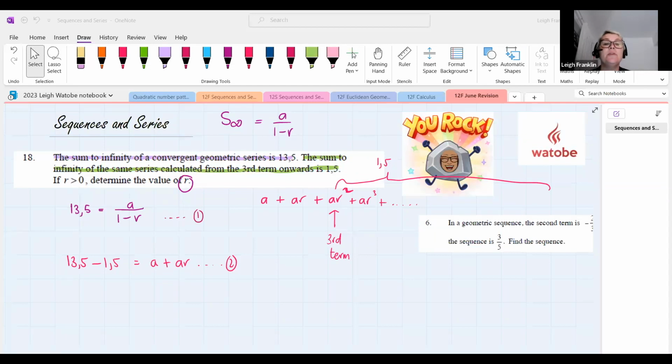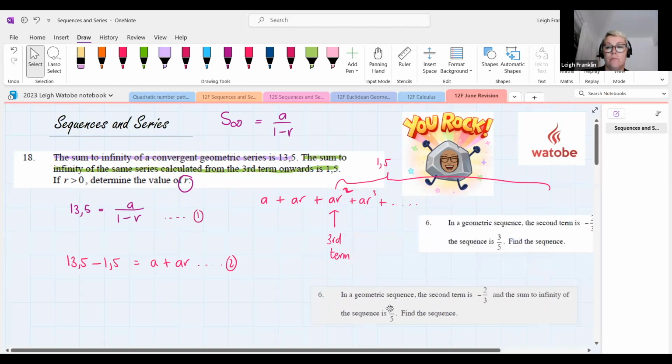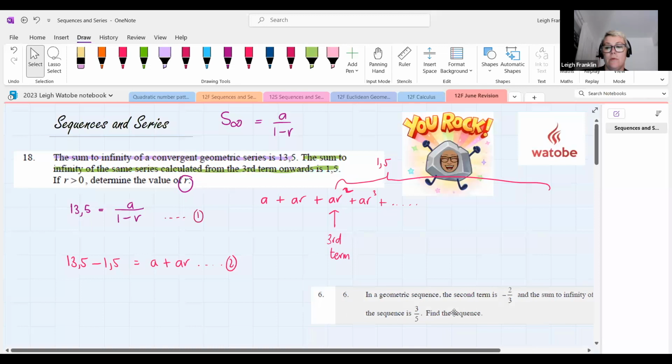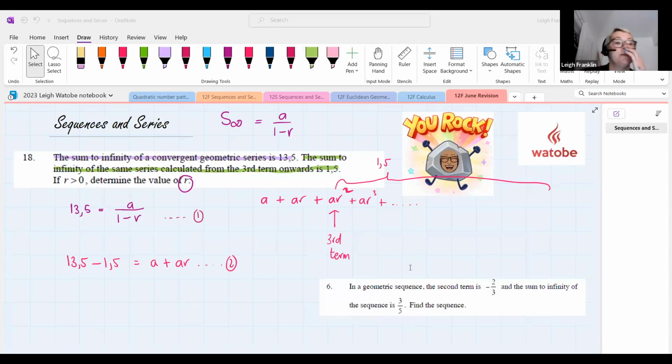Tando, I suppose it would, but you don't need to worry about that. Considering that the third term becomes A for the second part, it's not going to help you solve the problem. Okay, sorry, Tando, I only just saw your question now. Pinga and Nkaniso, if you are done, you're welcome to try question six. Don't worry about question six unless you're done.